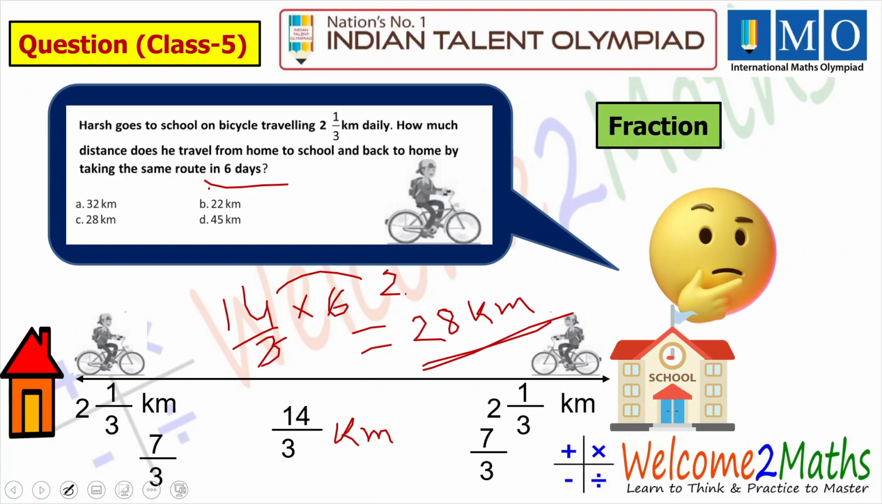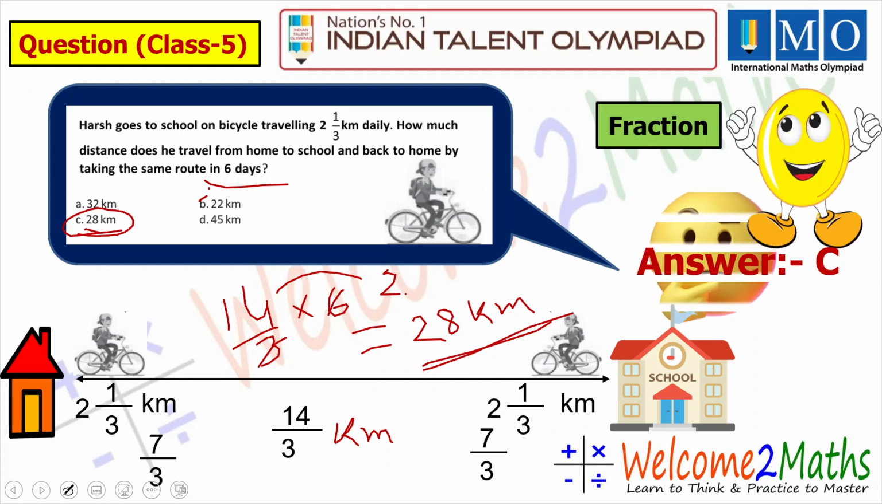It's 28 kilometers. Okay. Now we have 4 options. Which one is the correct one? That we have to find out. In option C you can see it's 28 kilometers. So our right answer is option C. So we got our answer.